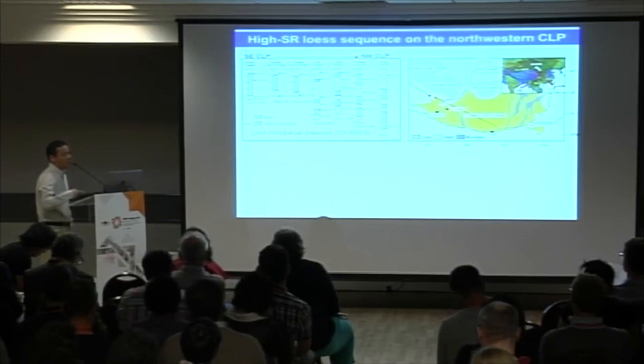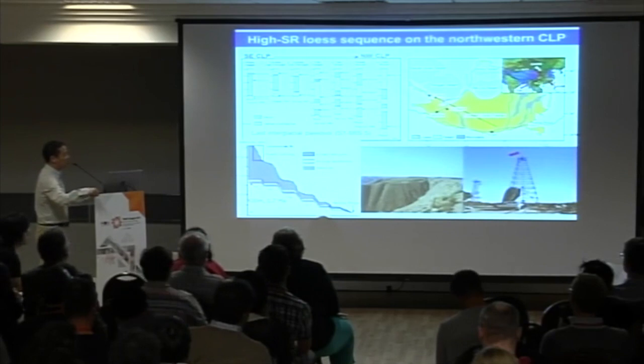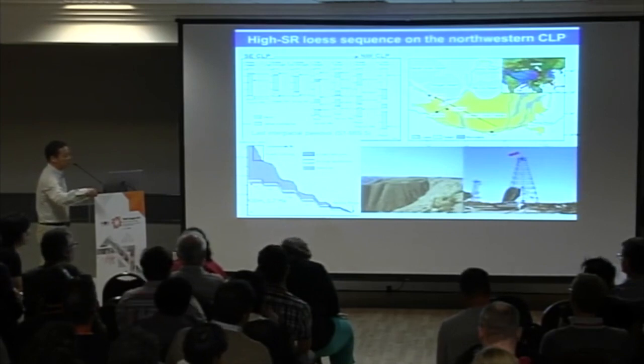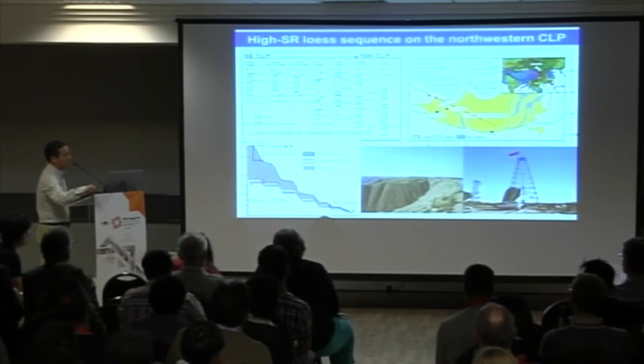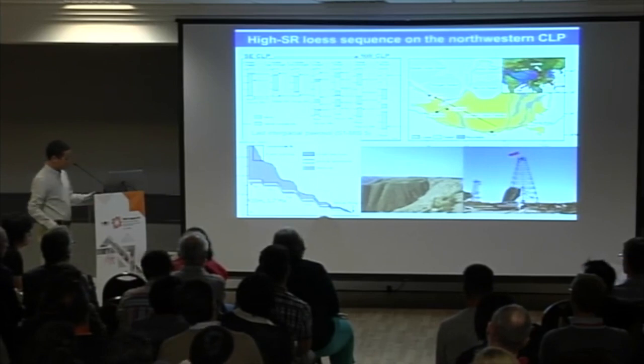That means you can have a different understanding of the monsoon variability and dynamics. So we select one site from here. This section was accumulated on the terrace of the Yellow River, and here it's very hard to get fresh outcrops, so we did drilling here. We have a 430 meter loess core from this region, going back to 1.7 million years.